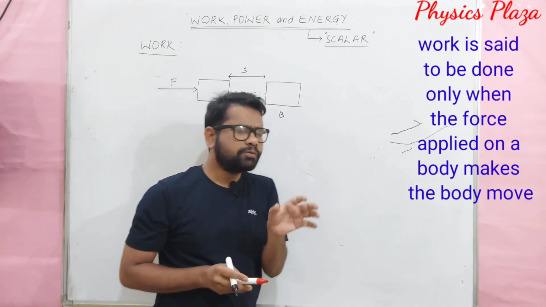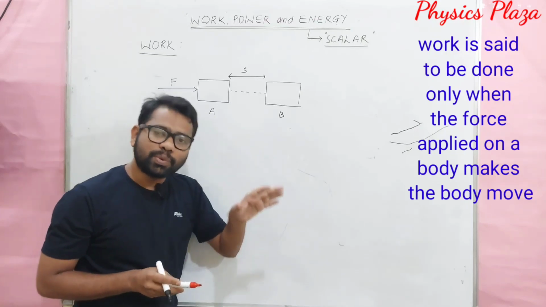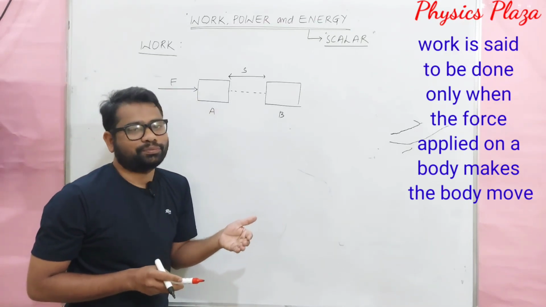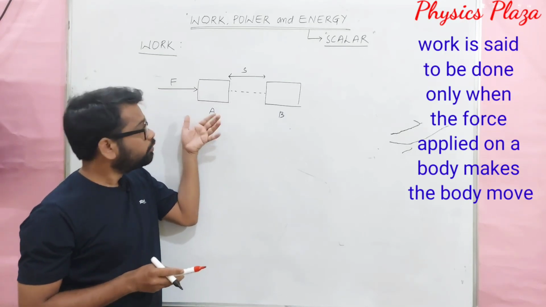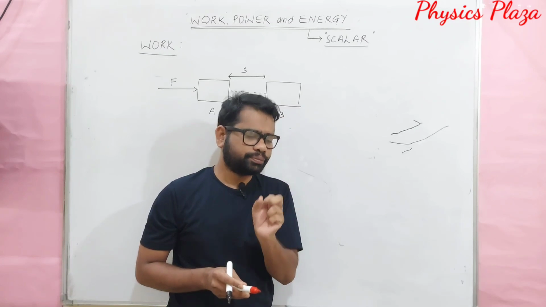Then only we can say that some work is done. So how to define work done? Work is said to be done by the force when it displaces the body. When it displaces the body, then we can say that some work is done actually.